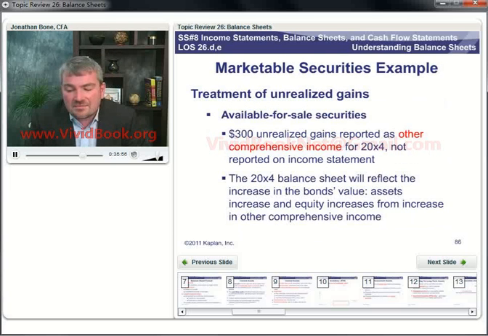What about our available for sale securities? Now, an available for sale security, as we said, in the balance sheet, in assets, it's going to be rather like a trading security. In other words, it's going to be recorded at its fair value. However, the change in fair value does not go through to the income statement. Instead, it's directly taken into stockholders' equity. In other words, the $300 unrealized gain is going to go directly into comprehensive income within our stockholders' equity. It does not go via the income statement.